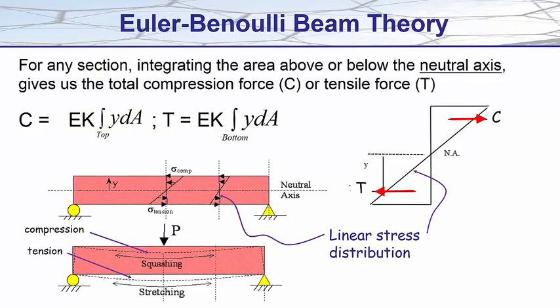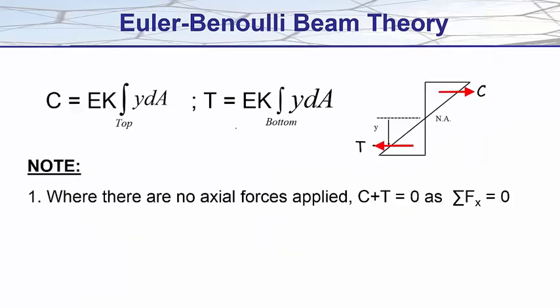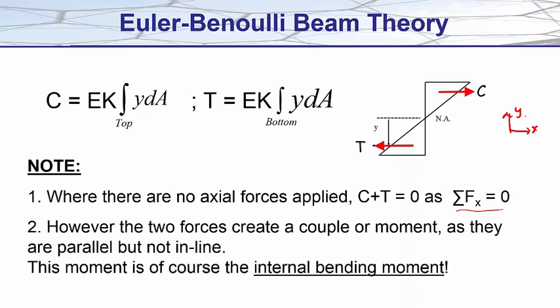So, what next? Well, for any given section, integrating the area above or below the neutral axis gives us the total compression or tension force in that region, as shown here. Of course, there are no net axial forces, as all the forces in the x direction equal 0, and thus those two forces together sum up to 0. However, the two forces create a couple or a moment, as they are parallel but not in line. And it is that moment that is, of course, the internal bending moment.